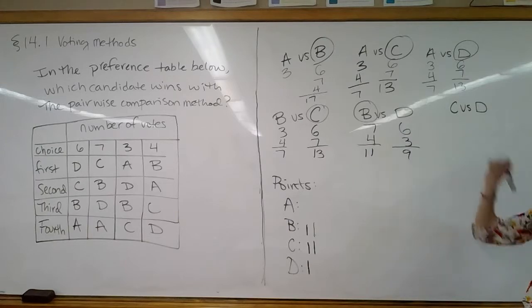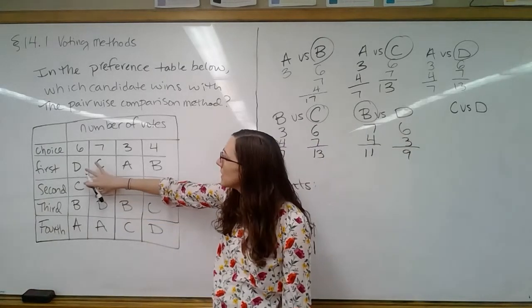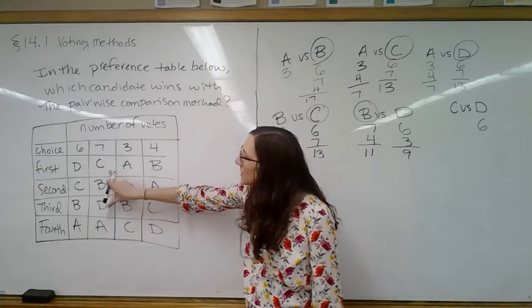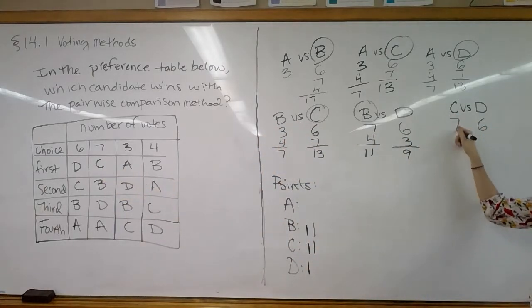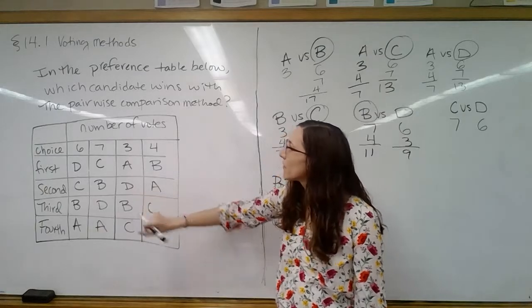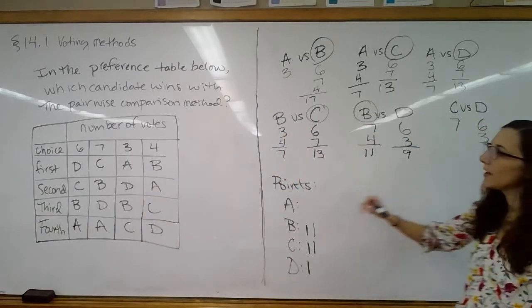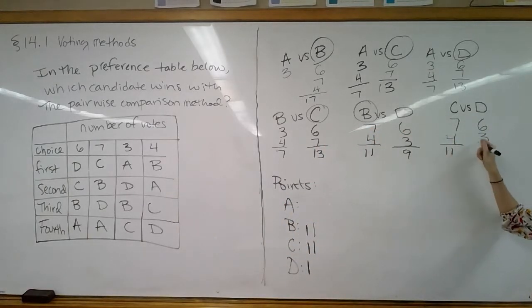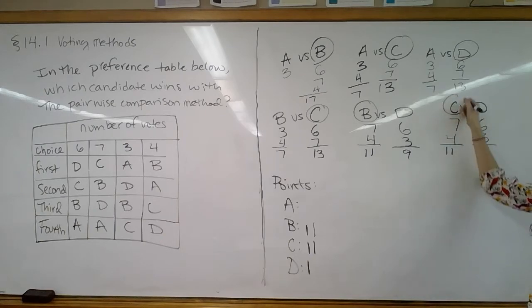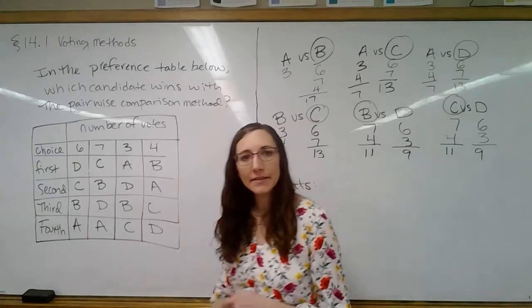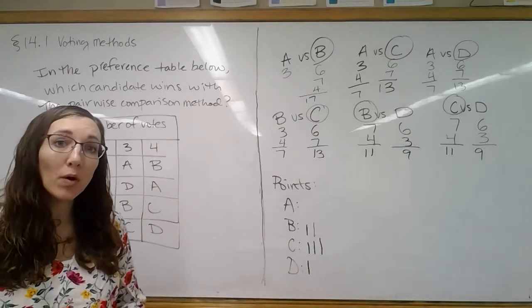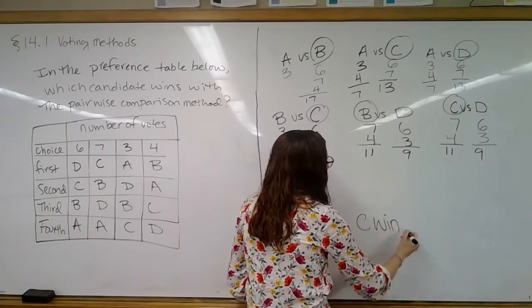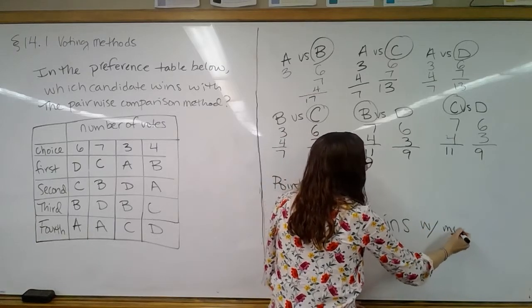And then C versus D, our last head-to-head. D is preferred with 6. C is preferred with 7. D is preferred with 3. And then C is preferred with 4. So C got 7 and 4, which is 11. D got 6 and 3, which is 9. So C won that last head-to-head. Now when we look at who won the most points, the most head-to-heads, the answer would be C. So C wins with the most points.